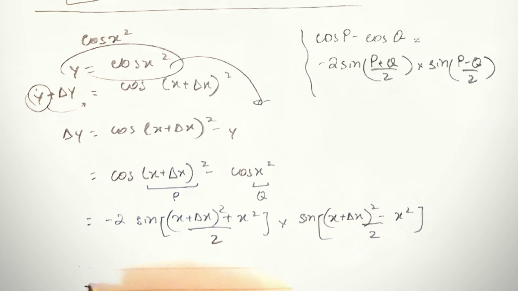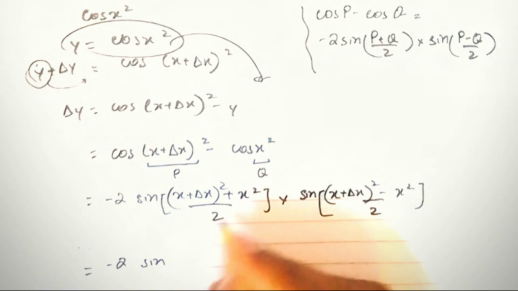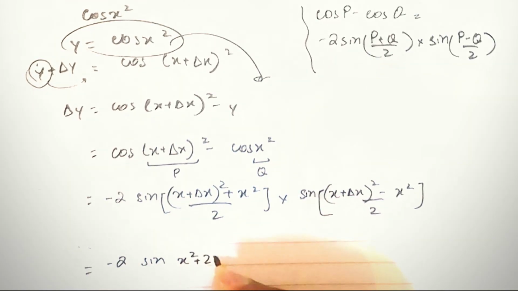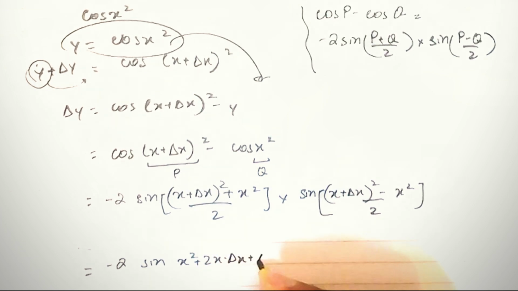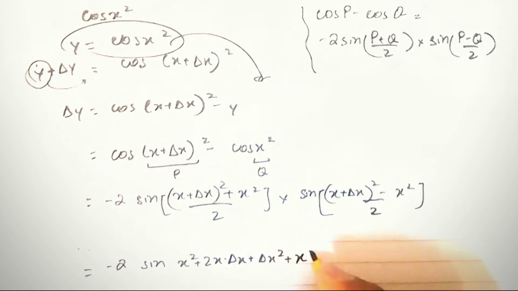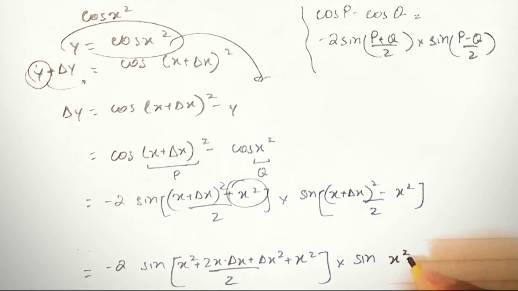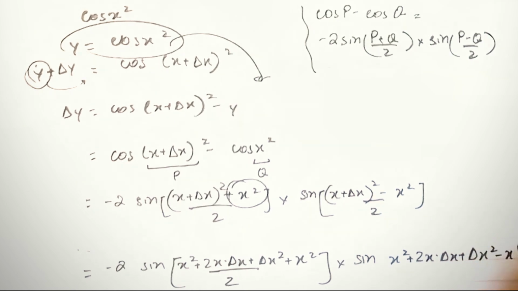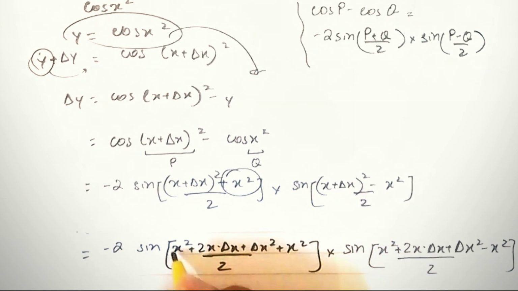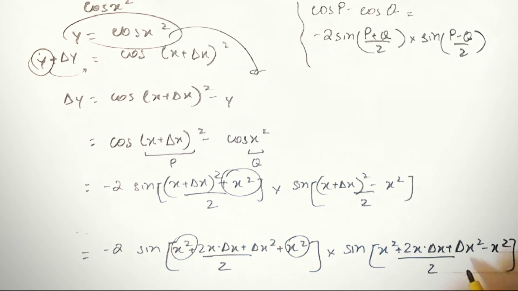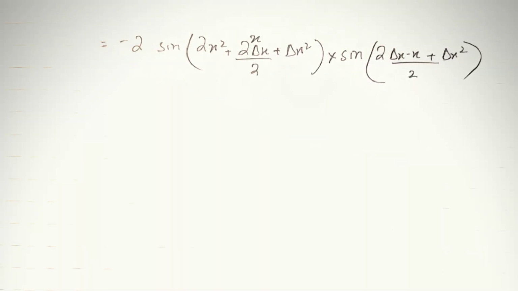Okay, so now let's continue with our simplification. We can open the whole square formula, x squared plus 2x dot delta x plus delta x whole squared plus x squared, this term right over here, divided by 2 multiplied by sine of x squared plus 2x dot delta x plus delta x whole squared minus x squared, divided by 2. So I can see that these terms are being added, x squared plus x squared, this would be 2x squared. These terms are being cancelled, so I can cancel these out. Now what's remaining? This is the final form of the equation after cancelling all of these things.